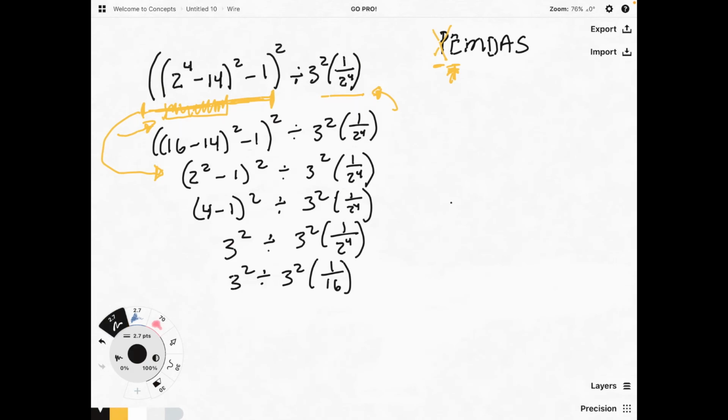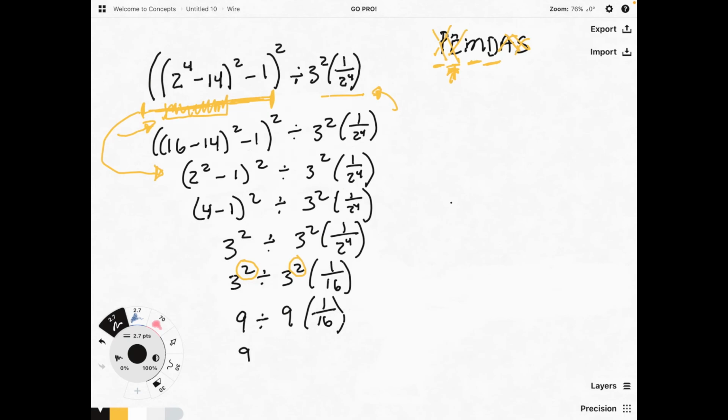So we have two exponents, right? We have an exponent here, and we have an exponent here. So let's solve those. 3 squared is 9 divided by 3 squared is 9 multiplied by 1 over 16. Okay? So now we have completed exponents. Exponents are gone. Now what are we left with? We're left with multiplication and division. There are no addition and subtraction in this problem, so we can cross those off, but we are left with multiplication and division.